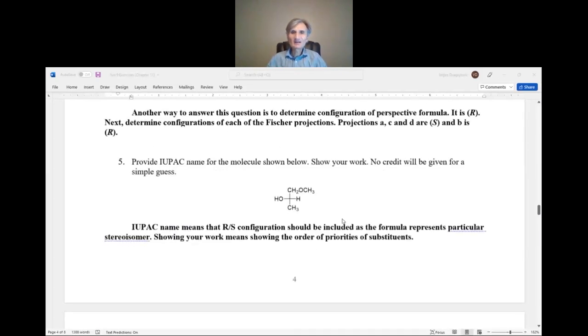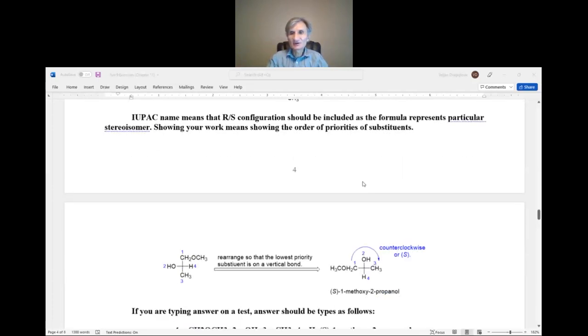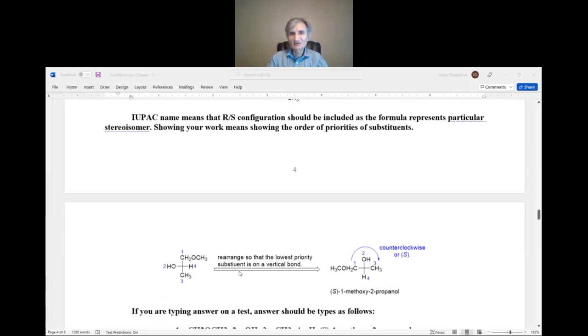Question number 5. Provide the IUPAC name for the molecule shown below. Show your work. No credit will be given for a simple guess. So IUPAC name means that if the compound has stereochemistry, then you have to indicate stereochemistry like R or S. And so, first of all, you have to determine the order of priorities.